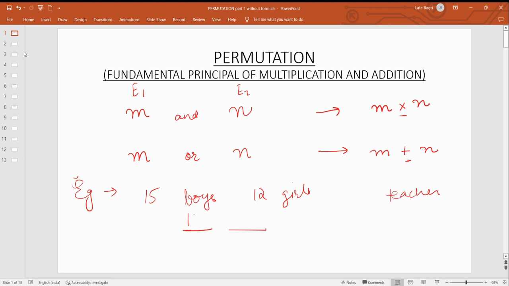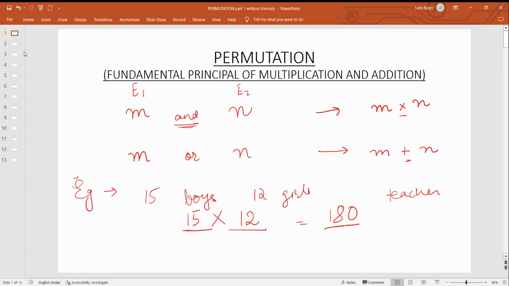So the teacher can select a boy in 15 ways because there are 15 boys. So the teacher can select either boy number 1, 2, 3, whatever. There are 15 ways of selecting a boy, and at the same time the teacher has to also select a girl. So there are two events and both have to be done. Number of ways of selecting a girl is 12. So now when you have the number of ways of the events, here we have two events, then you just multiply. So there are 180 ways in which the teacher can select a boy and a girl.